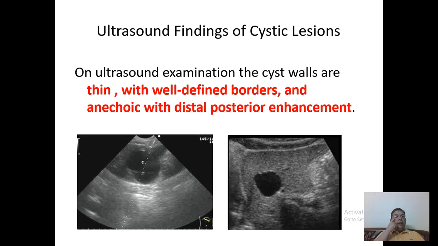Okay, what about the findings of cystic lesions? When you look at a cyst wall on ultrasound in liver, you see how the wall is very, very thin. The wall is thin, but it is well defined. The borders are well defined. It is a thin wall, well defined structure, and it is anechoic. It is black. You can see it is black, and there is distal posterior enhancement.